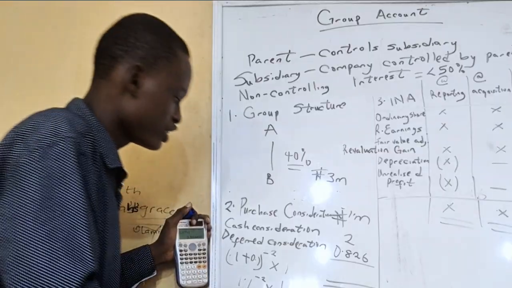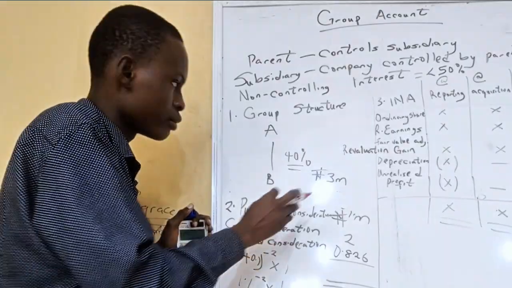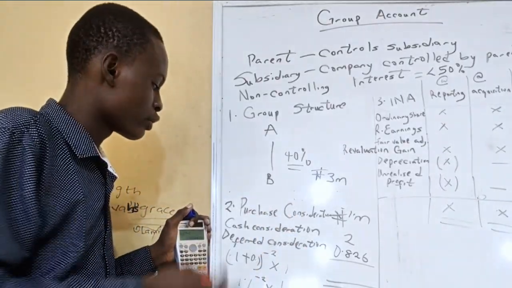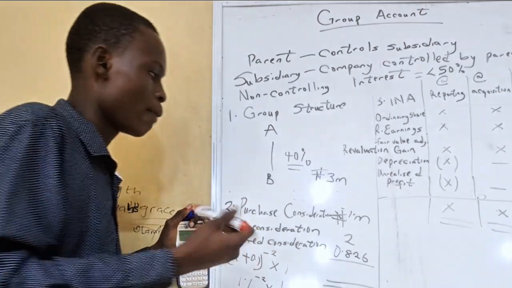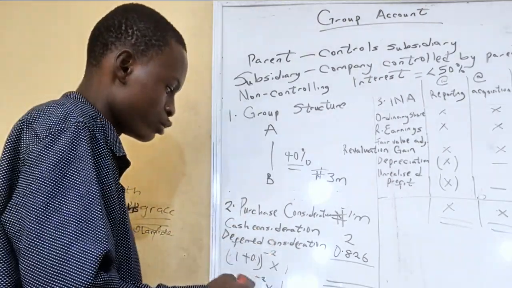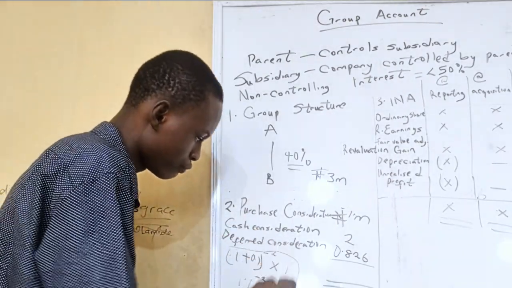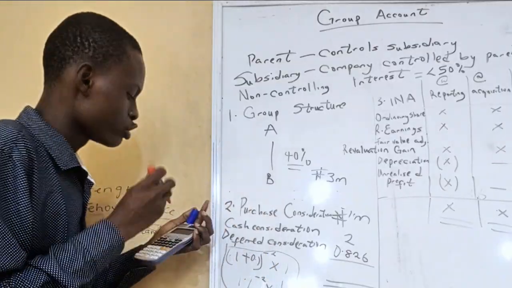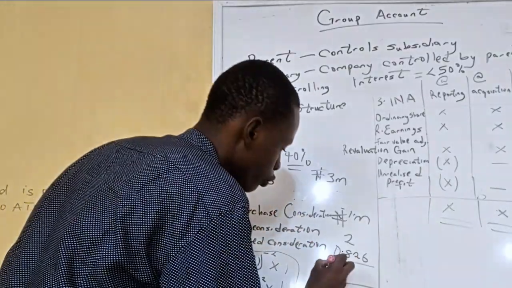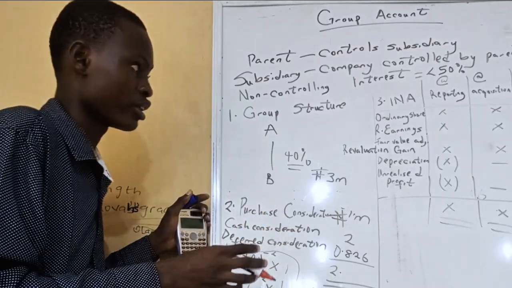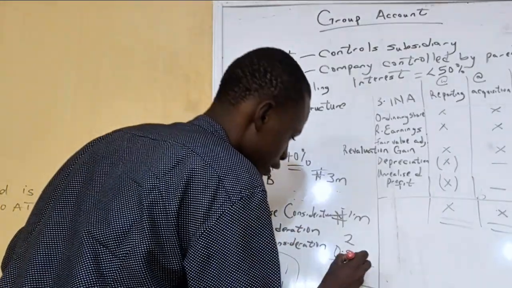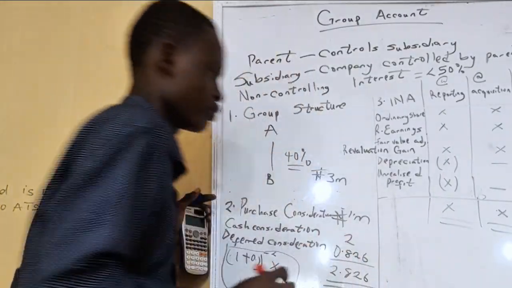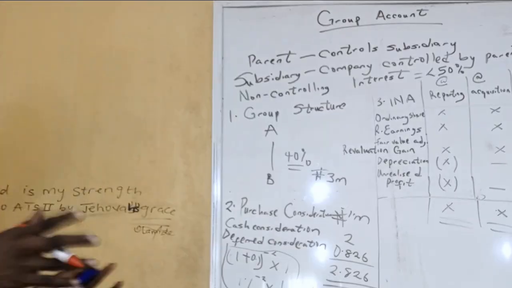Initially they are supposed to pay 1 million. But when you calculate your deferred consideration, the total amount they will later be paying reduces, since you have to use your discounting factor over 2 years and the rate given in the question. So your total purchase consideration in the end will be 2.826. And this is your purchase consideration.